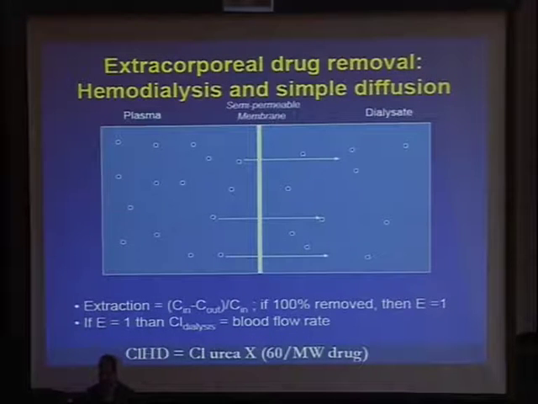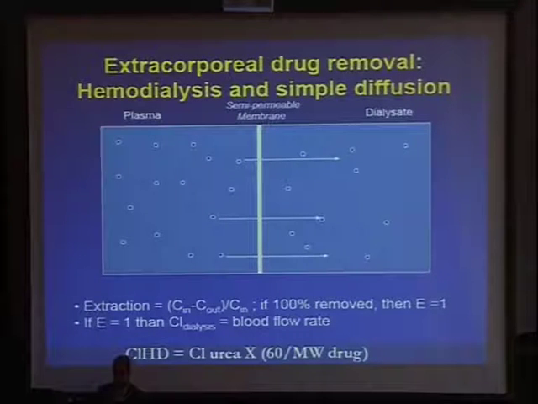Okay, so now, if we want to try to find out the extraction of the drug, then we have to look at this formula. We measure the concentration of the drug going in and out, and we divide it by the concentration of the drug in. And if 100% is removed, then the extraction is going to be equal to 1. And if extraction is equal to 1, then clearance by dialysis will equal the blood flow rate.